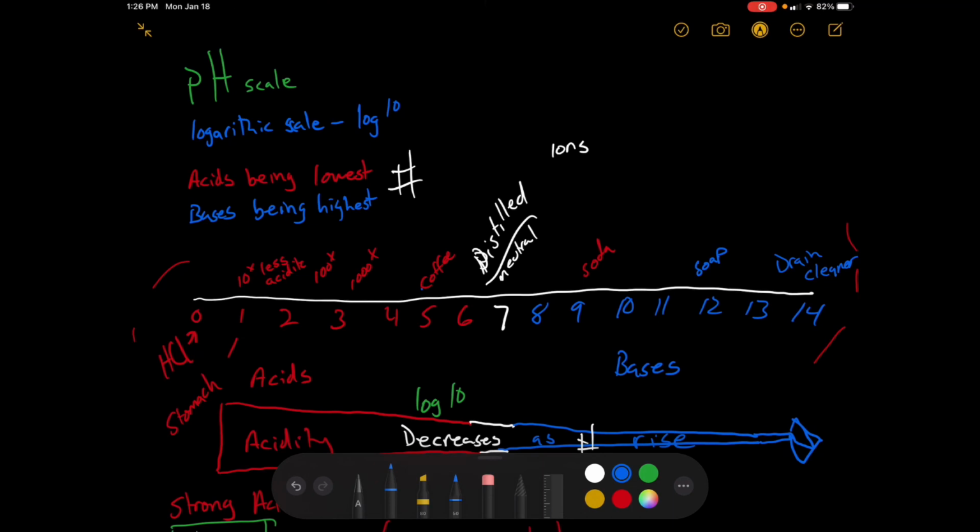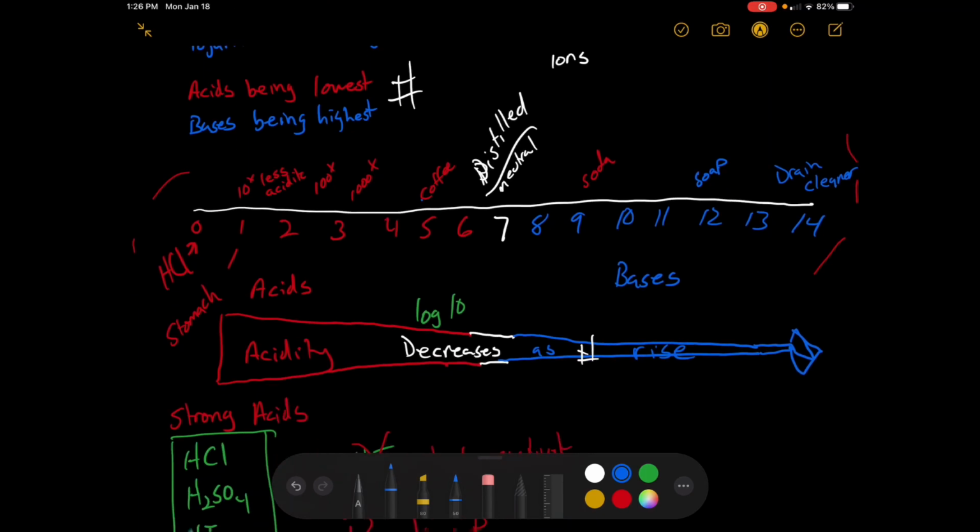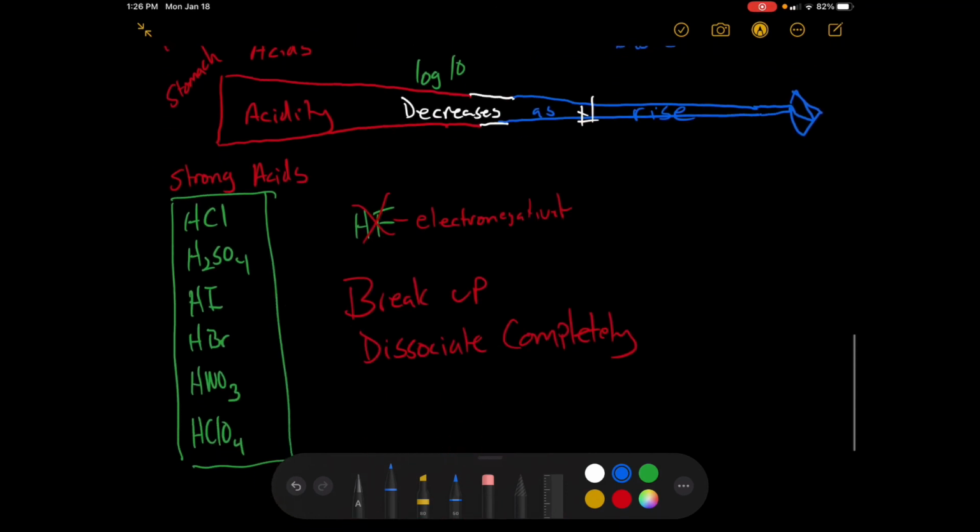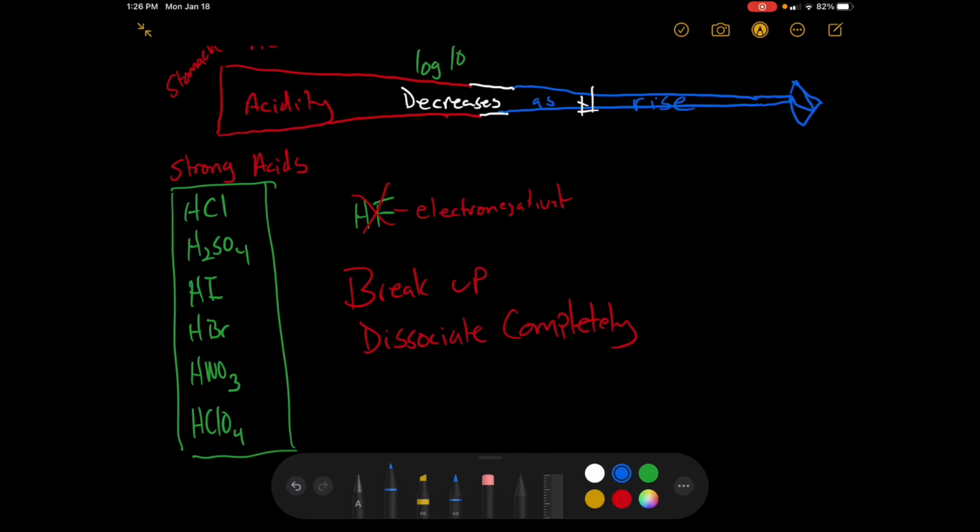You should have learned that the pH scale is a logarithmic scale, meaning it increases by a multiple of 10 every time. So acids are the lowest number, bases are the highest number on the pH scale. The pH scale goes from 0 to 14, 7 being neutral. Acidity decreases as the number rises. You should have your strong acids so that you can memorize them, and remember that strong acids, just like strong electrolytes, break up or dissociate completely in solution. So therefore, they are said to be ionized completely.